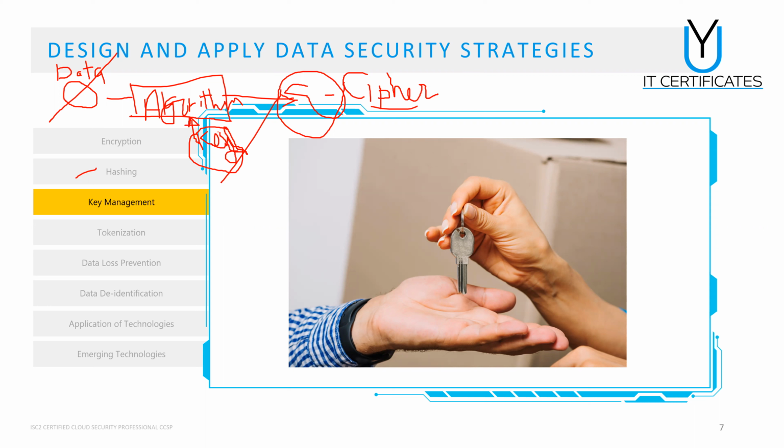Why, when the hacker receives the cipher, will he not be able to decrypt it? Because he does not have the key. Then he will not be able to decrypt the data. The key is very important. Why? Because number 1, you have to create or generate the key for you as a user or as a system or whatever.